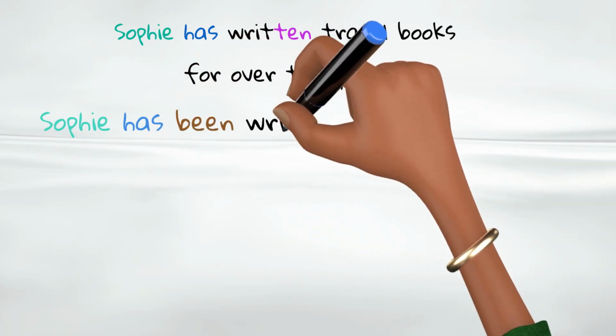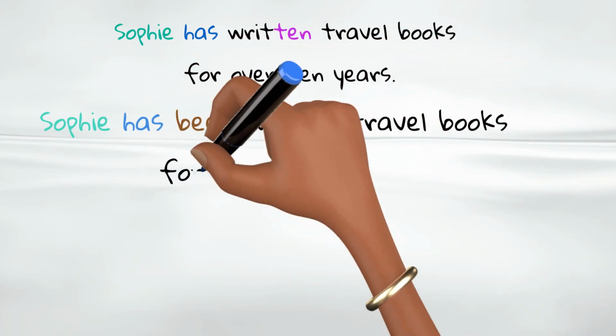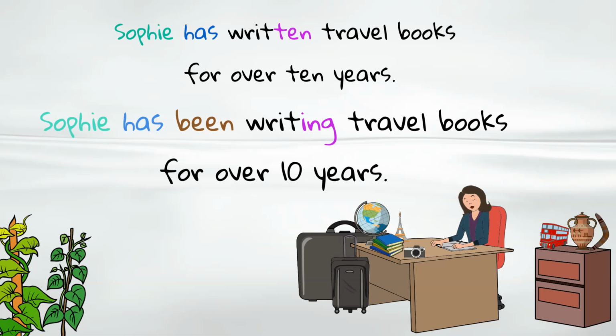For instance, Sophie has written travel books for over 10 years, present perfect simple, and Sophie has been writing travel books for over 10 years. Sophie has written travel books for over 10 years. Do we know when this happened, or at least when it started? Do we even know if it continues in the present? We know it has an impact on it, but we don't know if it still continues. It could be a past experience for what we know.